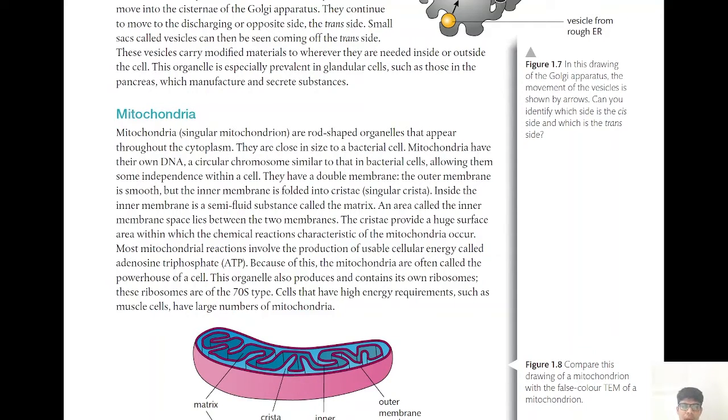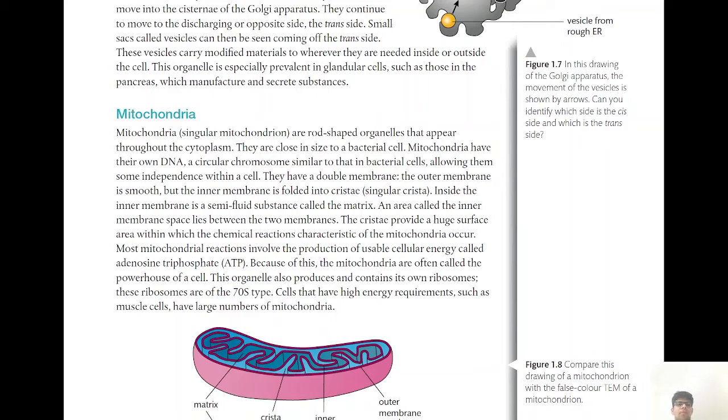The outer membrane is smooth, but the inner membrane is folded into cristae, as you can see in the diagram. The singular is crista. Inside the inner membrane is a semi-fluid called the matrix. An area called the intermembrane space lies between the two membranes. The cristae provide the huge surface area within which the chemical reactions characteristic of the mitochondria occur. Most mitochondrial reactions involve the production of the usual cellular energy, adenosine triphosphate, ATP.